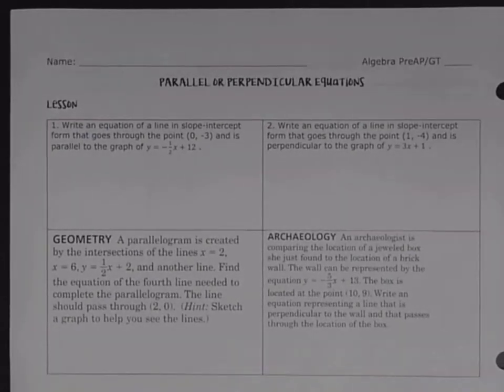Okay, how do I write an equation of a line that's parallel or perpendicular? The helpful thing that you're going to use for this is point-slope form or slope-intercept form.